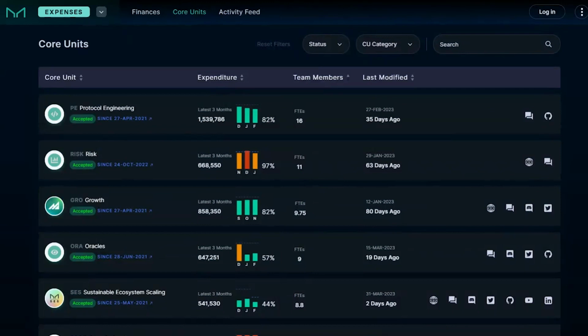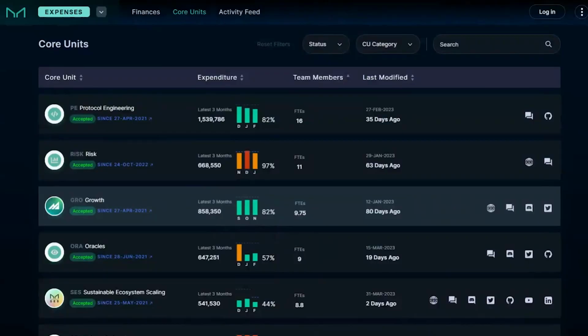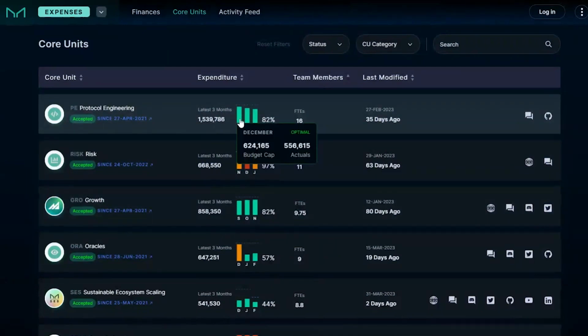And this view right here, is it showing how much of the current allocated budget is used up? Yes, that's right. So if you look at the little graph here, this basically gives an at-a-glance view of the expenses of that core unit in the last couple of months. So you see the total, and then you see also the bar that is indicating the expenditure compared to the budget cap that was approved by Maker governance. And this is also what the colors show. So for example, you can see here that the protocol engineering core unit in December, what their budget cap was, and then you can see how much they are actually spending.